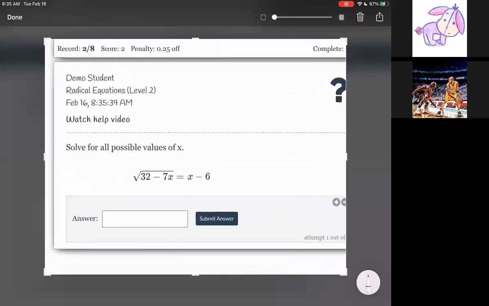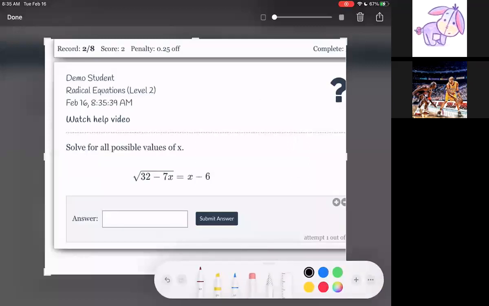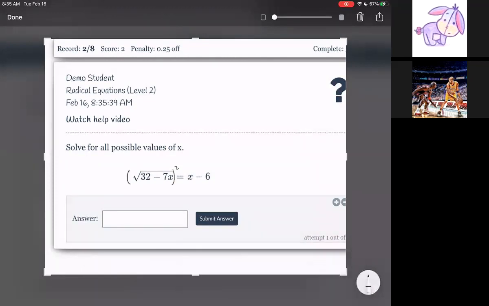Okay, so we're going to solve for all possible values of x. Once again, our first step is to square both sides since our radical is already by itself. So we're going to square both sides. Squared, squared. That gives us 32 minus 7x. And on this side, we get x minus 6, x minus 6. So I just like expanding it out because it just helps us show the work more.